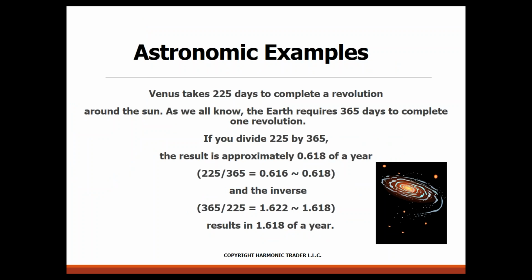Even in astronomic examples such as planetary cycles, and we're not talking astrology, we're just talking numbers. Venus takes 225 days to complete a revolution around the sun. As we know, the Earth completes 365 days. 225 by 365 is 0.616. Approximately 0.618. It's close enough. The inverse, same deal.